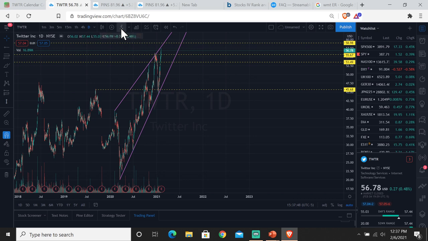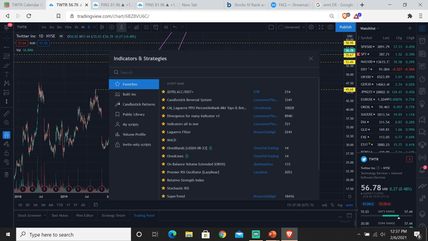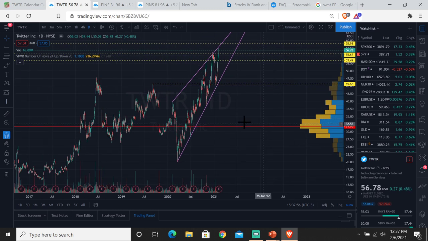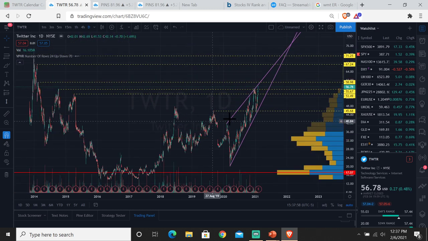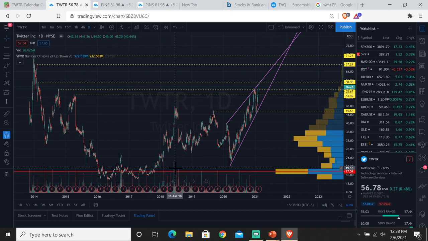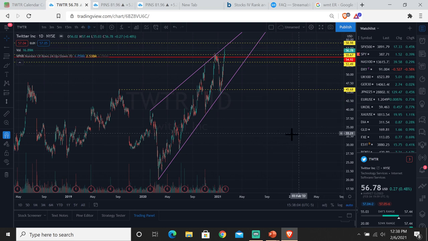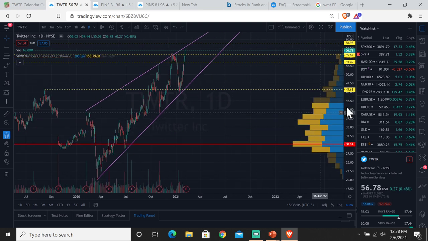And because this is a new chart layout, I have zero indicators on here. So let me pull up some indicators. BPVR, see that volume profile. Not very useful here because it's not very heavily traded in this recent time frame. Basically all the support is down here in terms of volume, right?